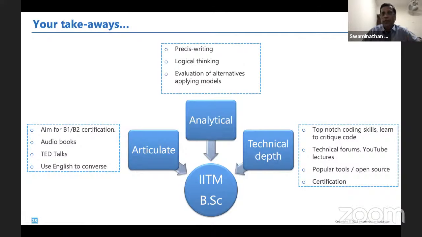They look at only international certifications. Mind you, these certifications are typically valid for 2 or 3 years. So my recommendation is that you do it towards the end of your degree.